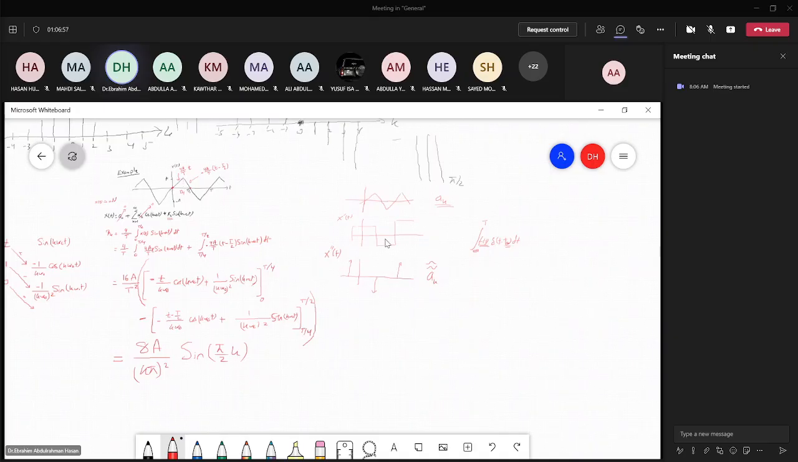It is just differentiation. Why? Because here there is no integration. It is just evaluation. So you just need to evaluate here.